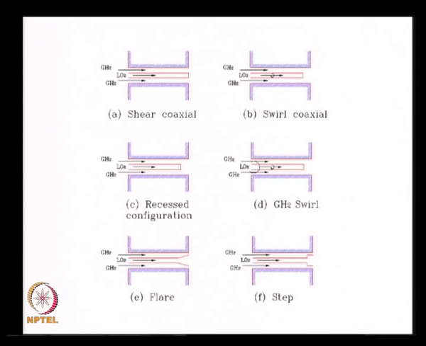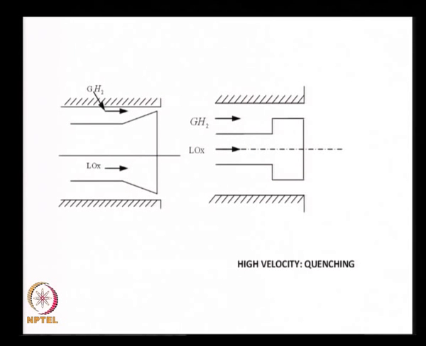The injector by itself becomes a major portion of the liquid propellant rocket, namely here I give a flare, here I give an opening on the liquid oxygen, I reduce the velocity. Why do I reduce the velocity? If I give very high velocity, I cannot sustain a flame, and therefore this is what gets into injectors.